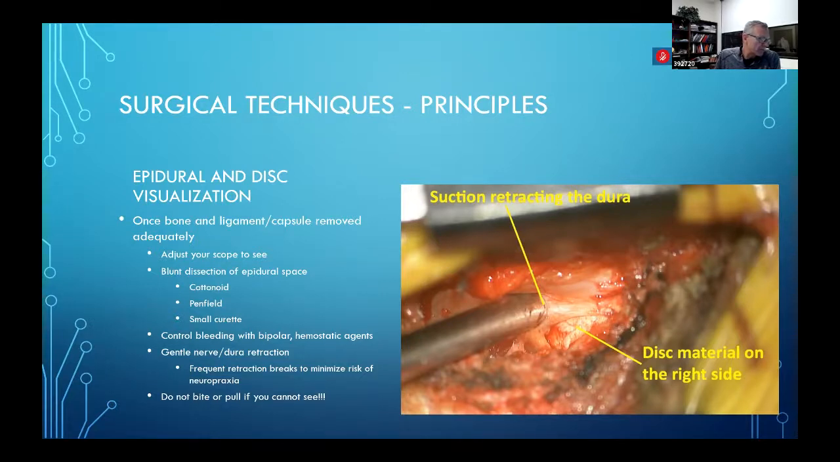You want to try and be gentle with your nerve retraction for any type of neurologic manipulation, because you can create your own iatrogenic injuries. So take frequent retraction breaks to minimize the risk of neuropraxia. And the key thing is, if you can't see it, please don't bite it, because the next thing you may have is a ton of clear fluid in your field if you're not seeing what you're trying to bite or remove or pull on. So make sure you can see things before you do your work.